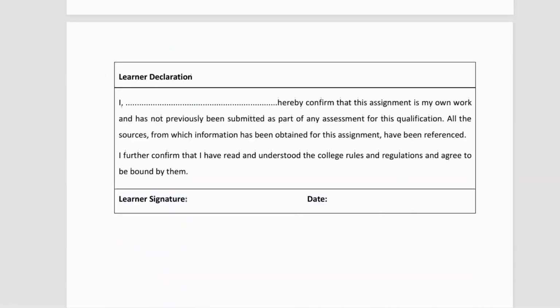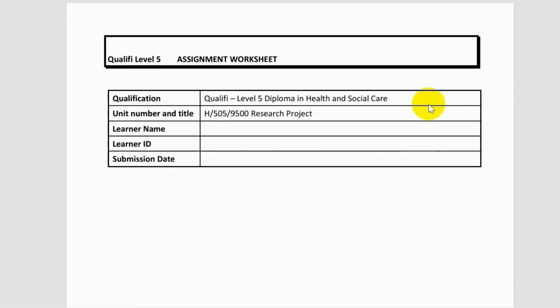So this is all about the assignment worksheet of Qualify Level 5 Diploma Part 2 Research Project.